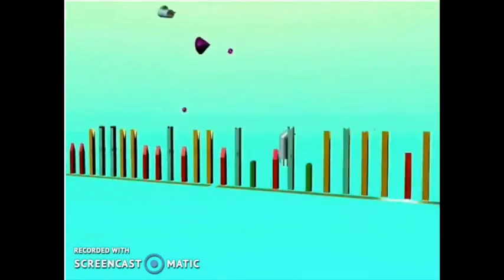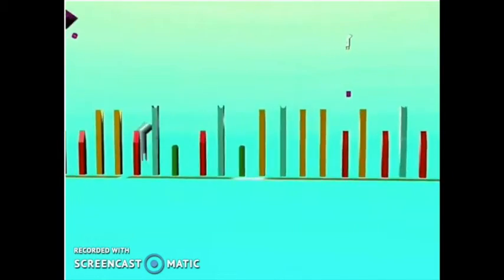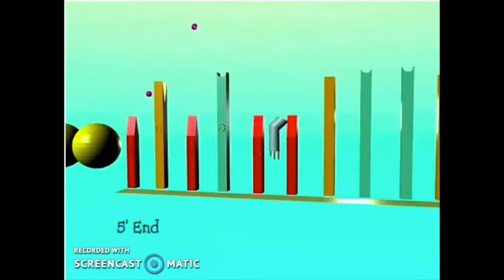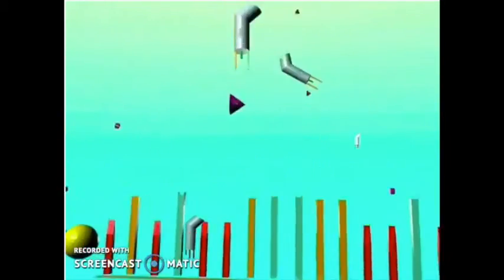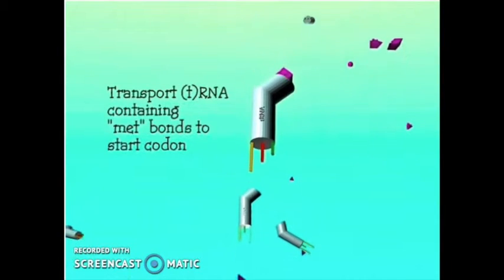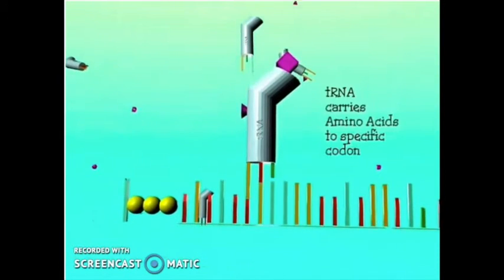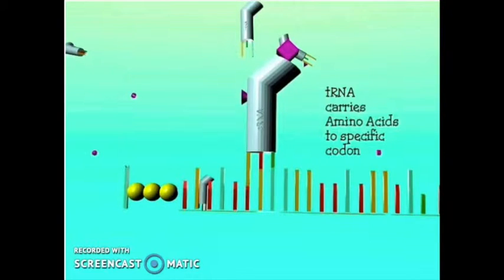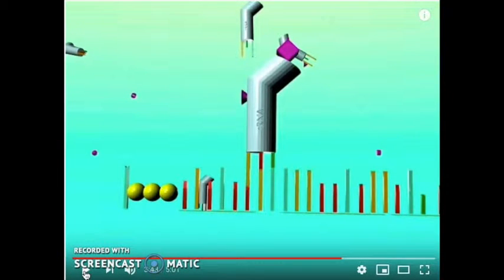The next step is translation. A start codon of AUG begins translation, as a tRNA molecule carrying methionine bonds to the start codon of AUG. The job of tRNA is to carry specific amino acids to the codons so that they can form a correct polypeptide chain. Aminoacyl synthetase ensures correct binding between tRNA and its amino acid.